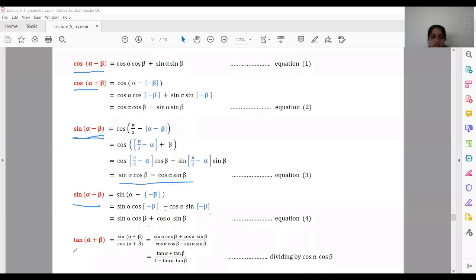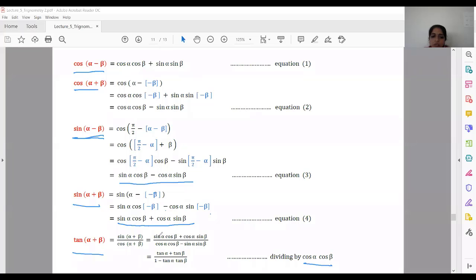Now, the next is tan alpha plus beta. Tan alpha plus beta is sin alpha plus beta upon cos alpha plus beta. What is sin alpha plus beta? Sin alpha plus beta is sin alpha cos beta plus cos alpha sin beta. And for cos alpha plus beta, cos alpha cos beta minus sin alpha sin beta. So, by dividing this whole term, or we can say the whole equation, by cos alpha cos beta, we get this formula. Let's check.